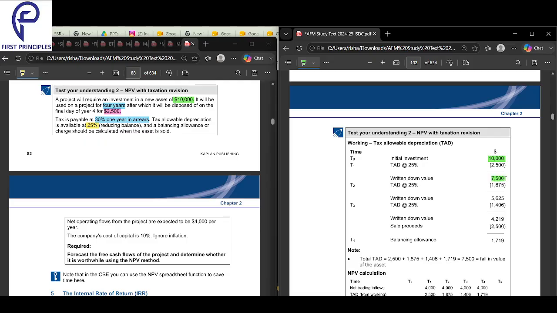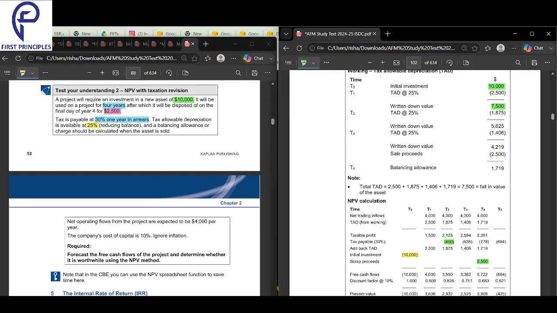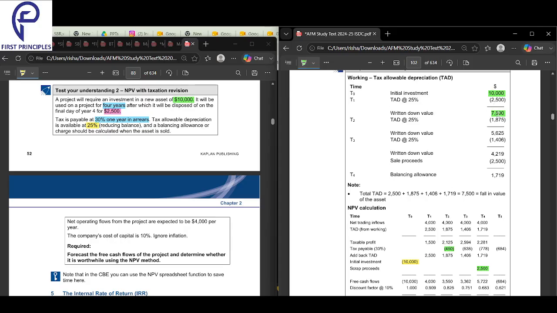And then again, 25% of written down value, because they're saying written down value. So not 10,000, but the written down 7,500. You take 25%, reduce, and you get 5,625. Again, you take 25%, reduce that, and you get 4,219. Later on, you've sold it for 2,500 and you've got a loss of 1,719. So this is all about your tax allowable depreciation. What you have done over here is that you've taken your tax allowable depreciation and added it over here.